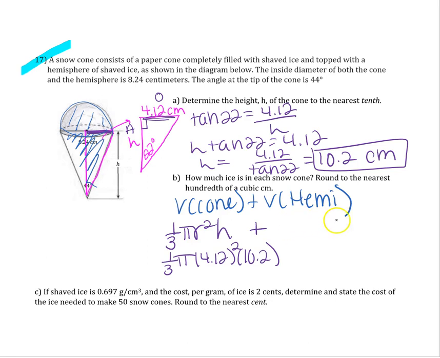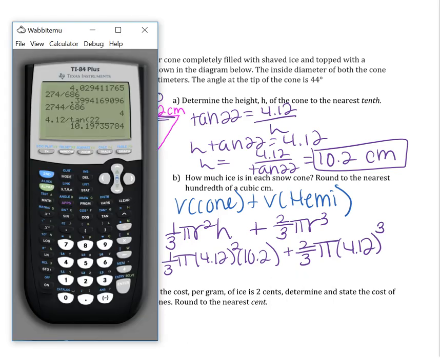Going over the hemisphere, volume of a sphere is 4/3 pi r cubed. Half of that would be 2/3 pi r cubed. And they said in the problem that the diameter of the cone and the hemisphere were the same, so the radius is still going to be 4.12. Oopsies. See, I pulled a mistake that you guys are used to. Cubed. Okay, so in my calculator, I just plug it in. All right, so I paused to save some time. I plugged in my expression. Let's hit enter.